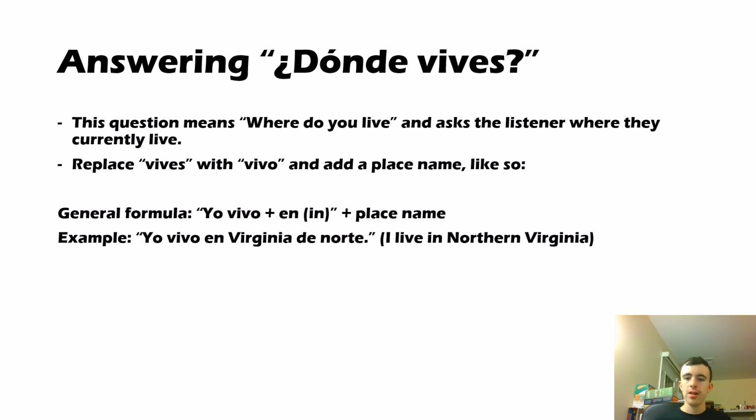Okay, now for our second question of the day, ¿Dónde vives? It means where do you live? And you just ask someone else where they currently live. So we just replace vives with vivo and add a place name, just like in the general formula, which would be yo vivo, then add en, which is the preposition equivalent of in, and then a place name. For example, yo vivo en Virginia, which means I live in Virginia.